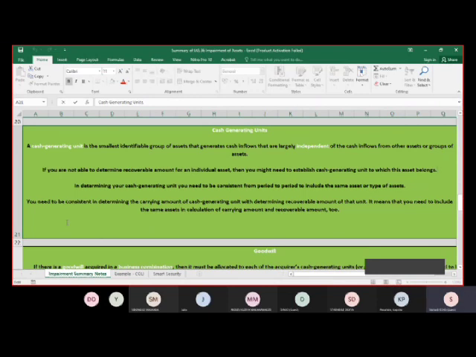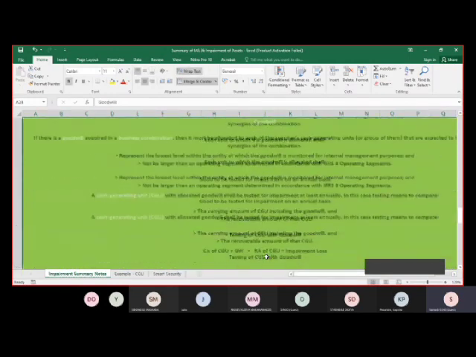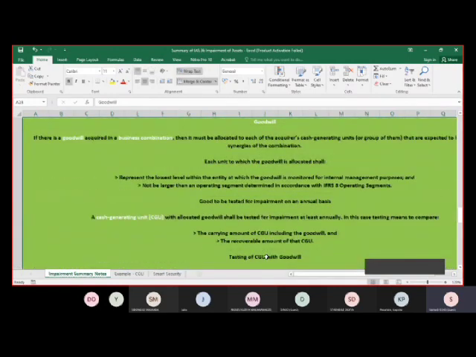You need to be consistent in determining the carrying amount of a cash generating unit with determining the recoverable amount of the unit. It means that you need to include the same assets in the calculation of carrying amount and recoverable amount too. So now at least you have an idea of what they mean by cash generating unit. Because sometimes when you do impairment, you don't do an impairment only for an individual asset. You might do impairment for the whole cash generating unit, being the pizza business.